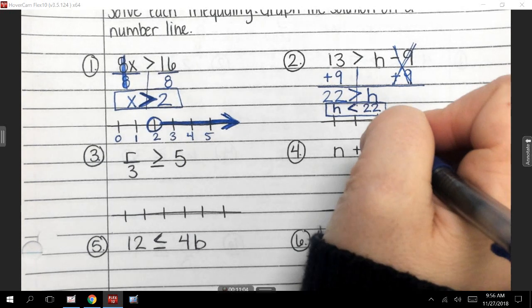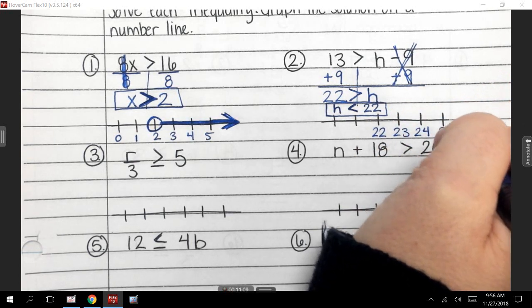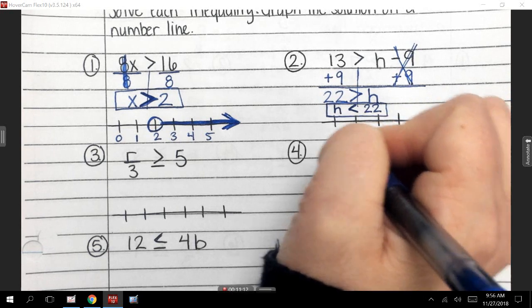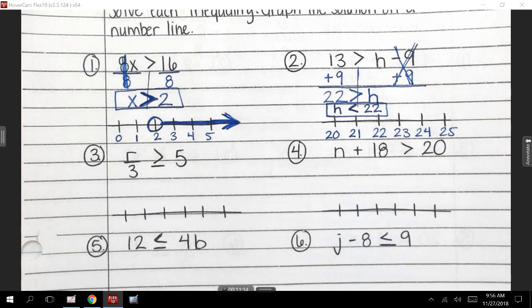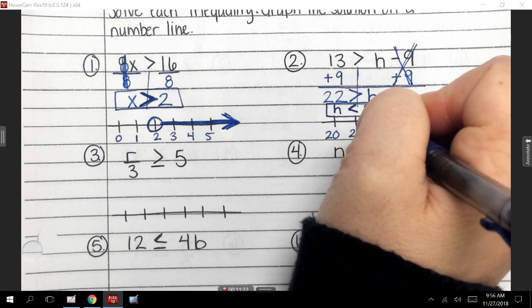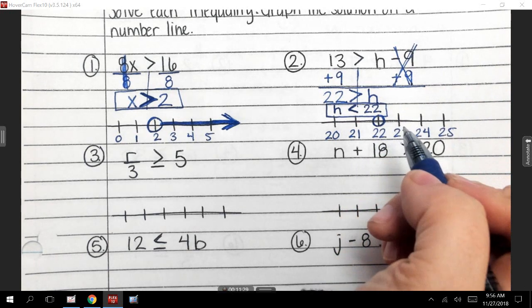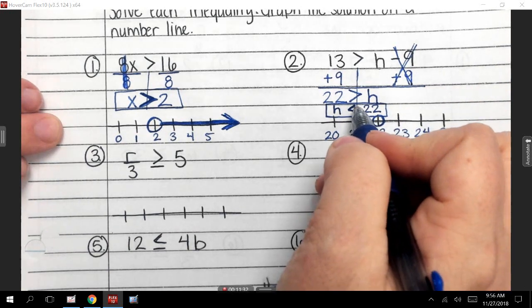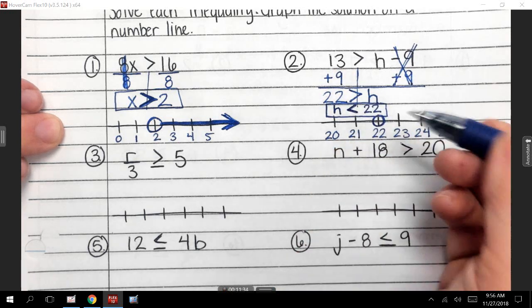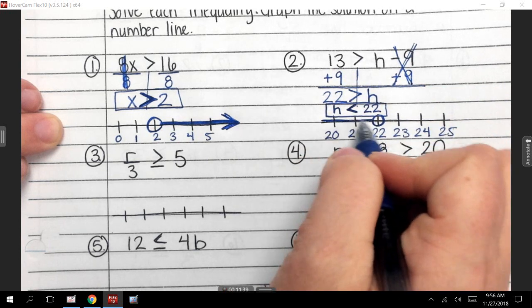So we have 22, so I'm going to put 22 near the center. 23, 24, 25. I'm going to put 21 and 20. What type of dot do I need here, Maggie? Open dot. In which direction am I going to go here, Lily? The lower numbers. So if I look in my new problem that I wrote, my arrow is pointing to the left, so I'm going to go to the left towards those smaller numbers.